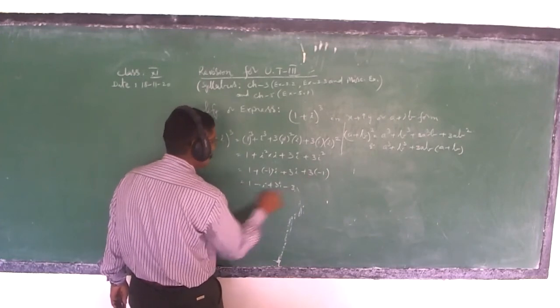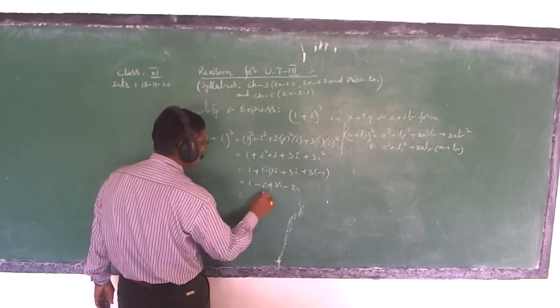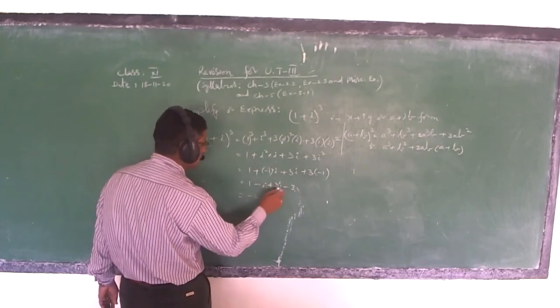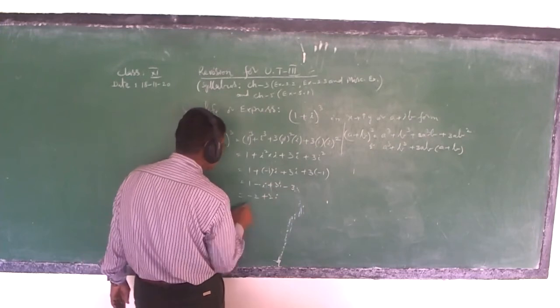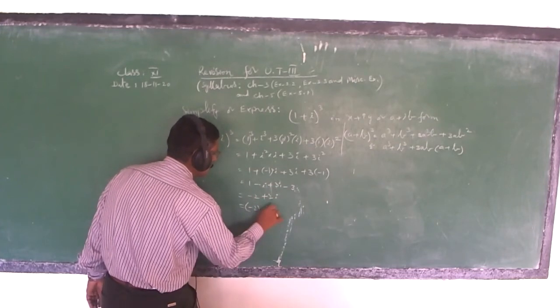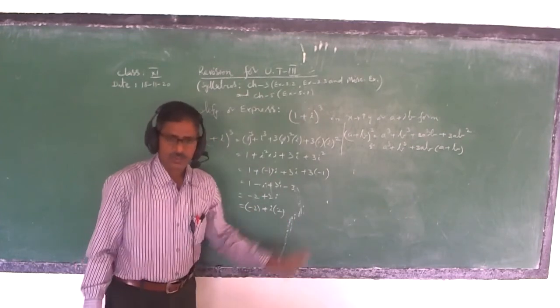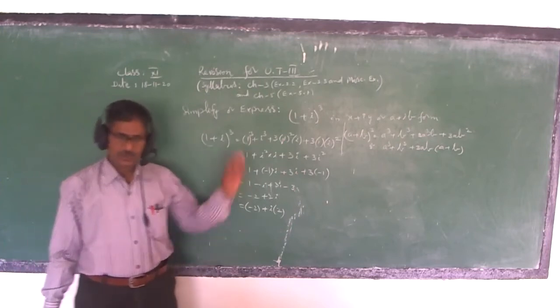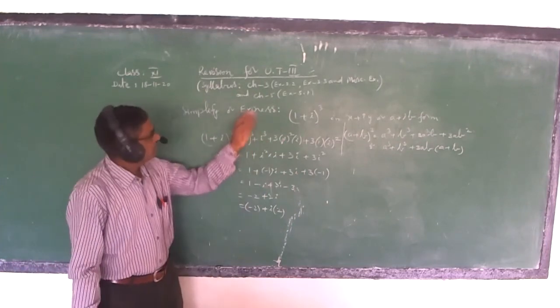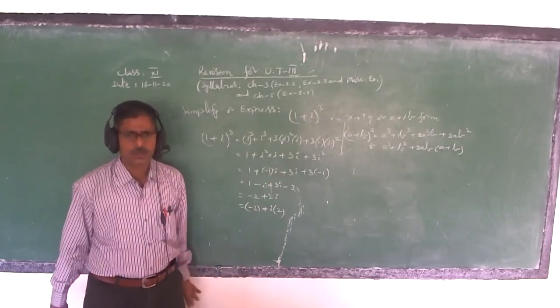This is minus 3. So 1 minus 3 is the real part, which is minus 2. This is minus i plus 3i, which is plus 2i. So this is what the a plus ib form is: minus 2 plus i into 2. This is how we can reduce any complex number to standard form, a plus ib or a minus ib form.